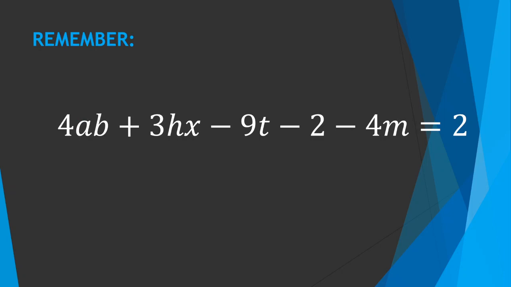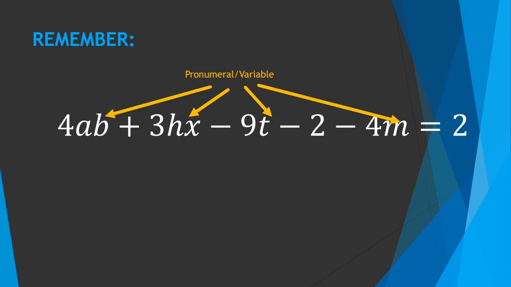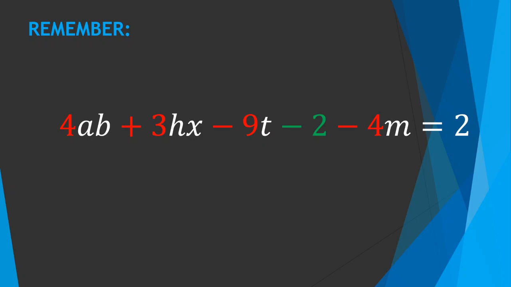As we always do, keywords, key literacy for algebra. When we have an equation like this, we know that all the letters are called pronumerals or variables. Everything starting with another plus sign or another minus sign is a term. Everything here highlighted in red is the coefficients. So for example, this one here, -9, is the coefficient of t. And the numbers in green, which don't have any pronumerals, are called the constant terms.